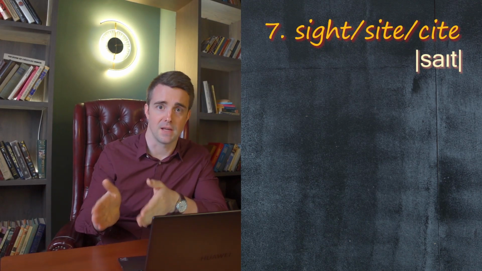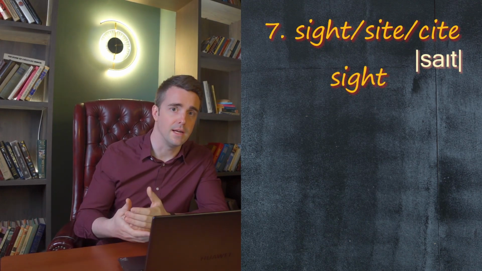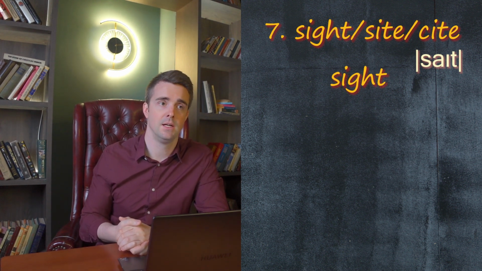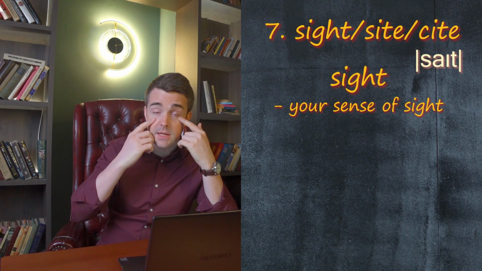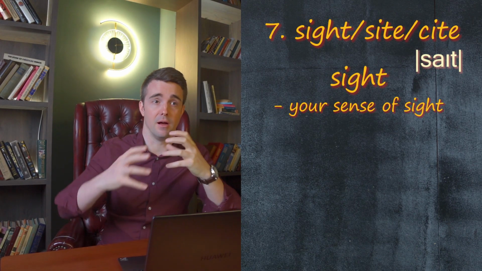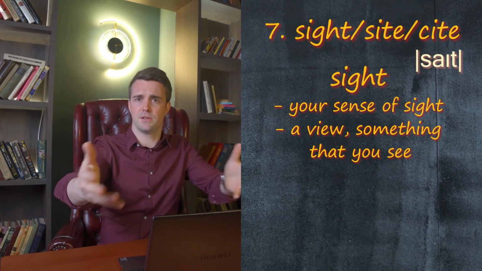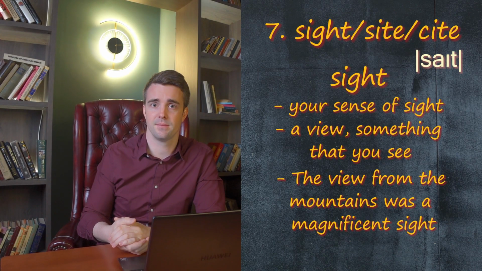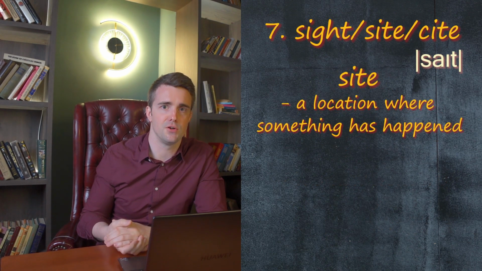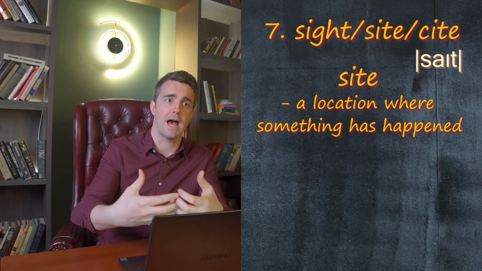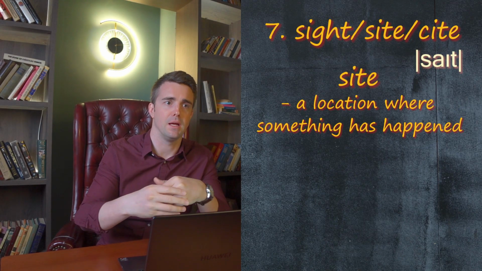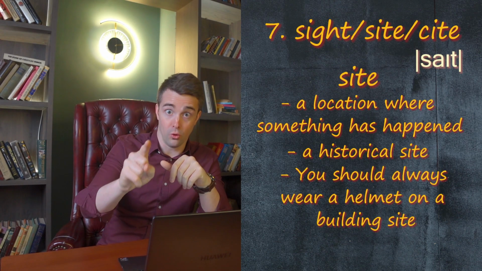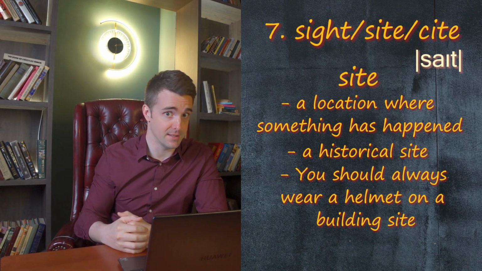Then we have sight, site, and cite. Well, sight with the I, that is usually your sense of sight or a view, something that you see. So for example, the view from the mountains was a magnificent sight. And site is usually a location where something has happened or is happening, maybe a historical site. Or for example, you should always wear a helmet on a building site.